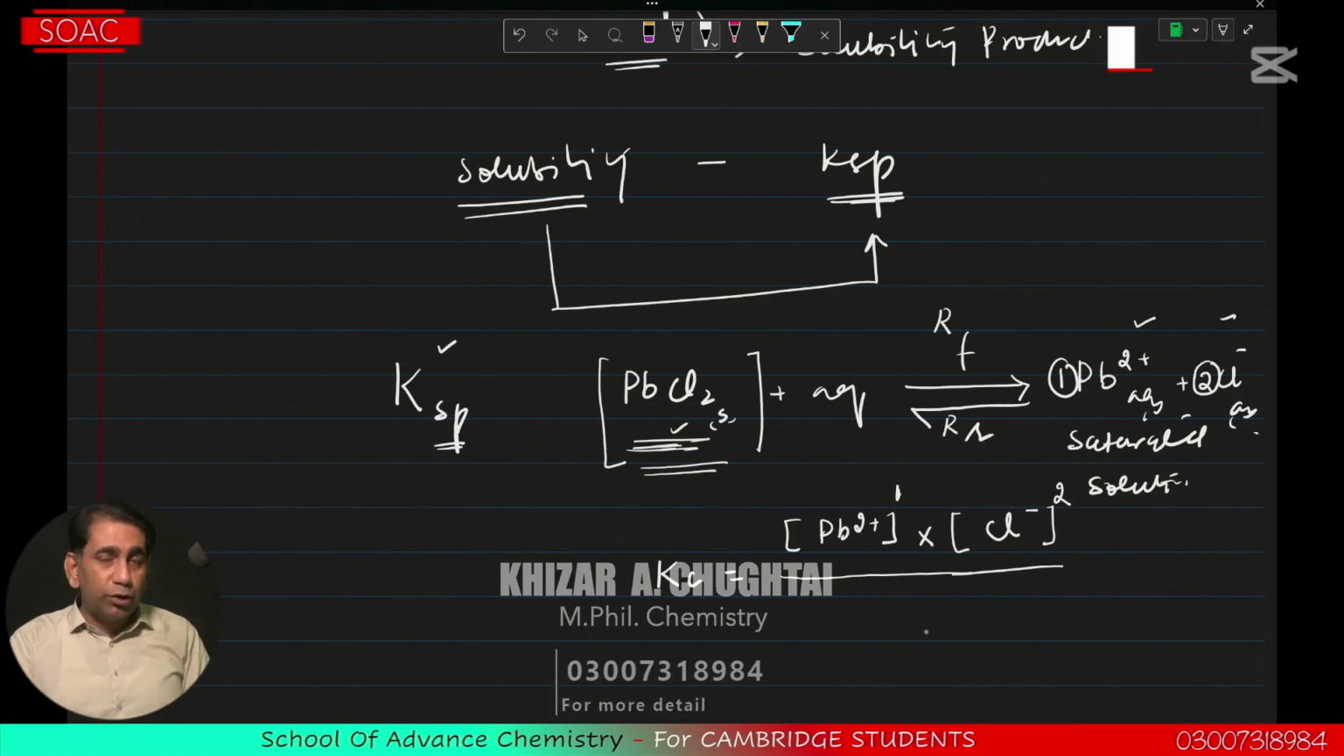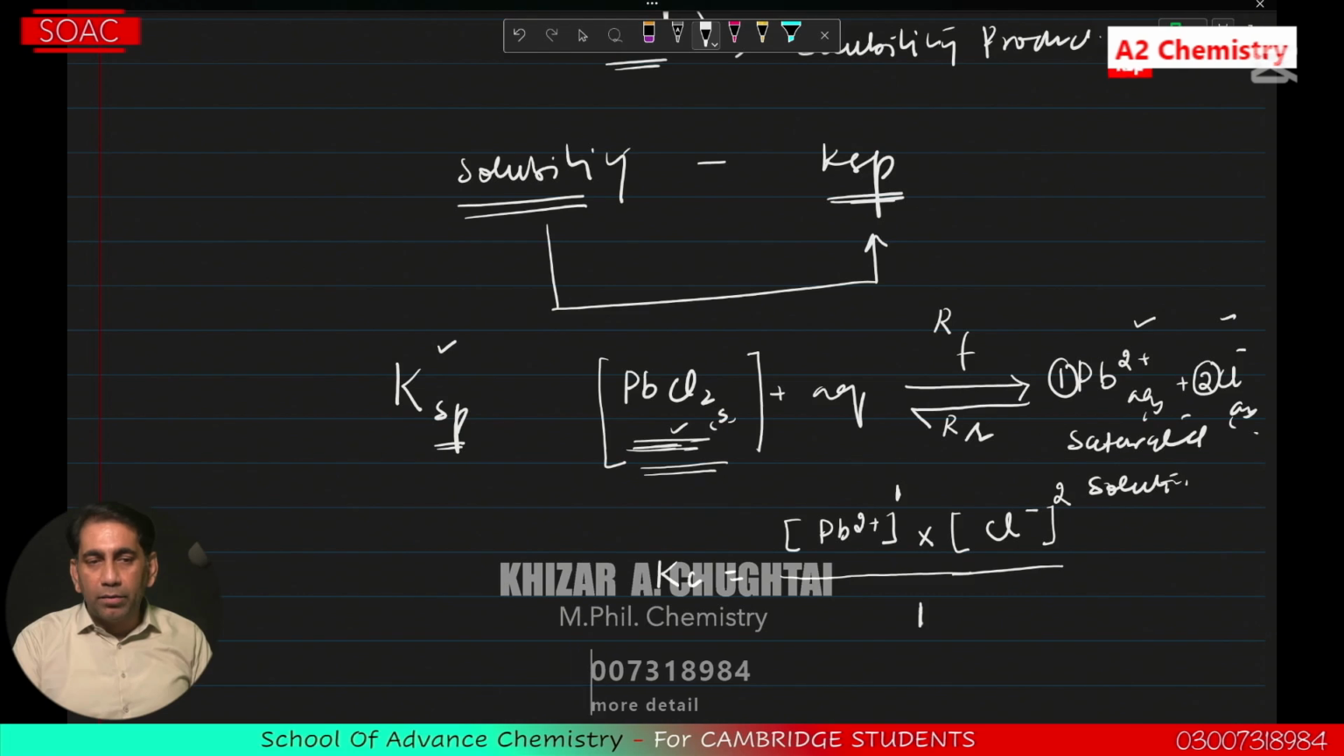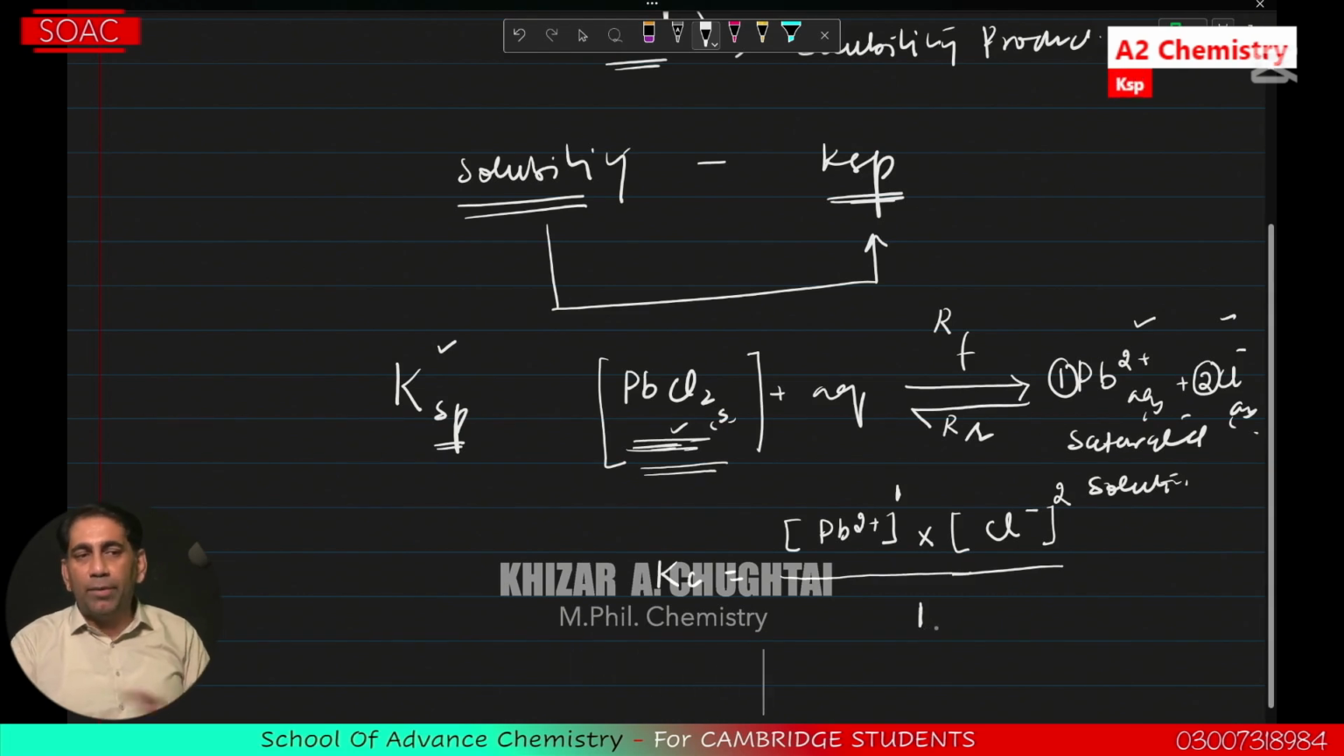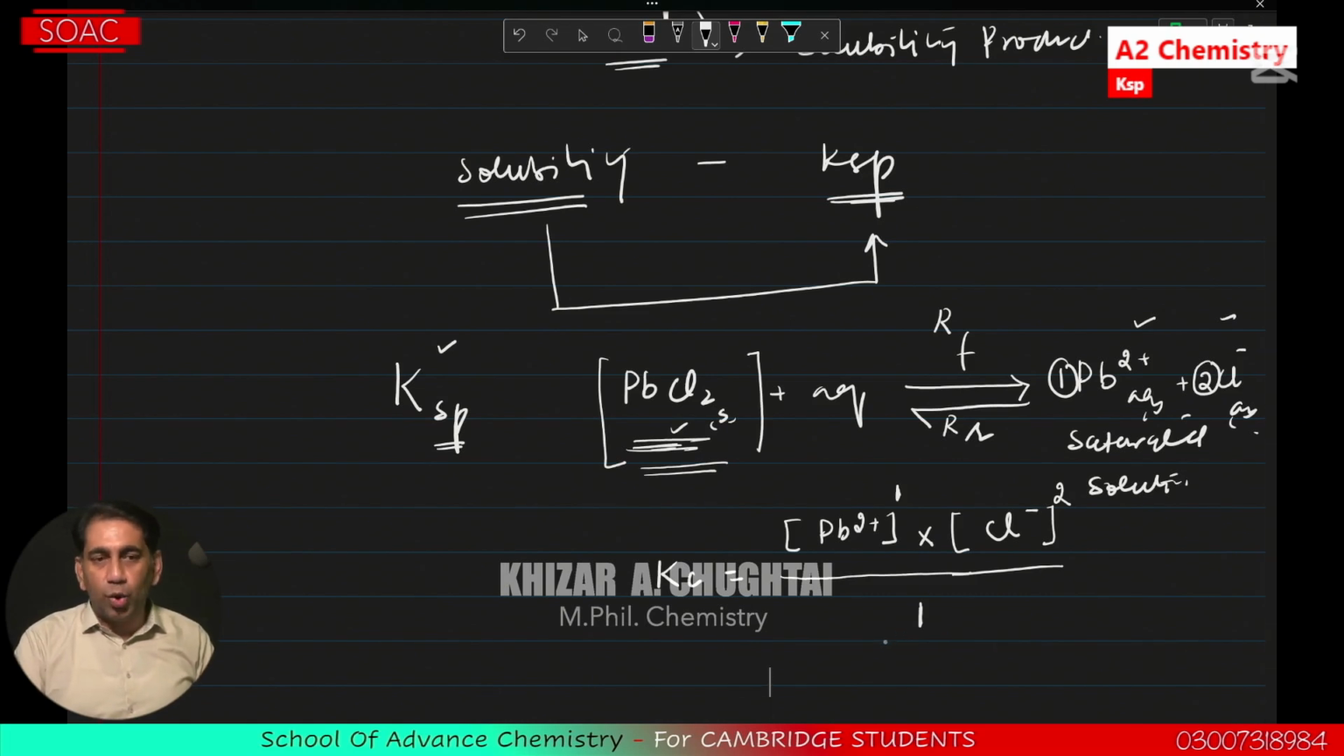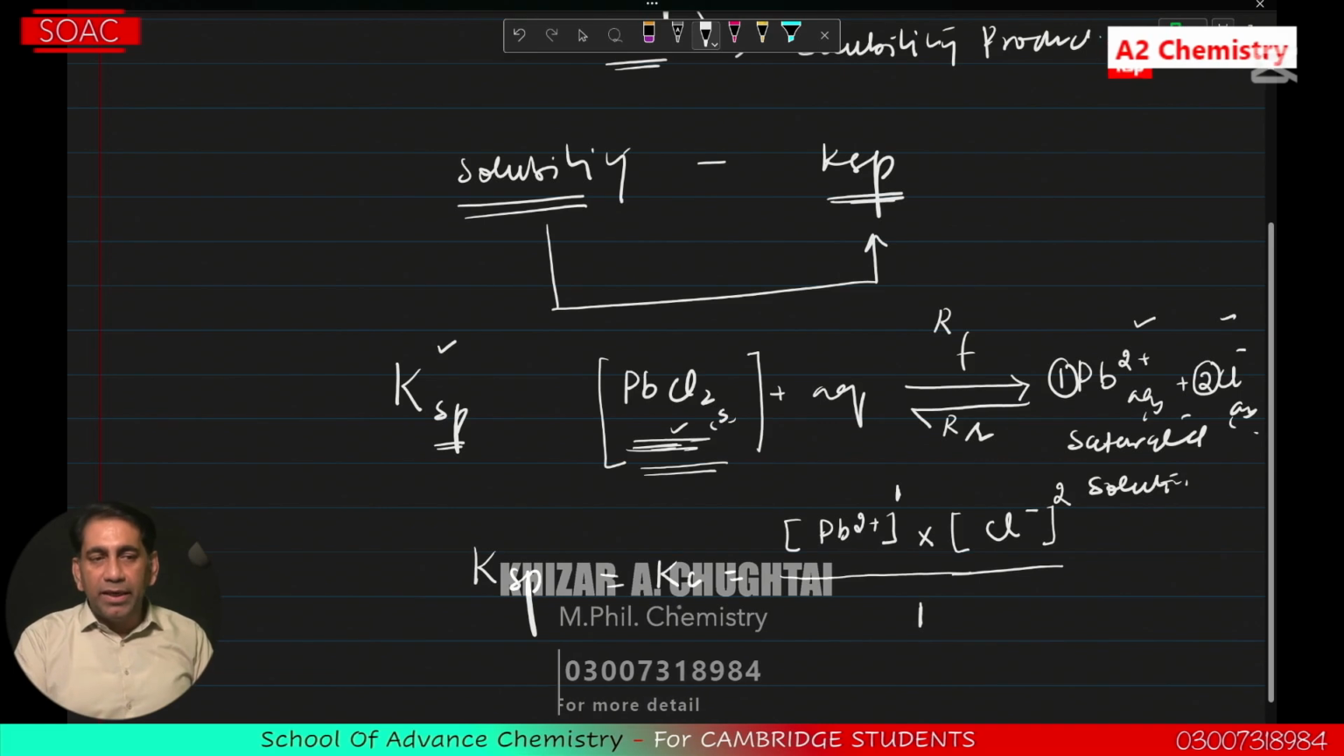Since its value is constant and it is a solid, I'm going to take 1. I'm not going to take any other value, nor the PbCl2 concentration here. So its concentration remains 1, it's constant. This Kc is in fact termed as Ksp.